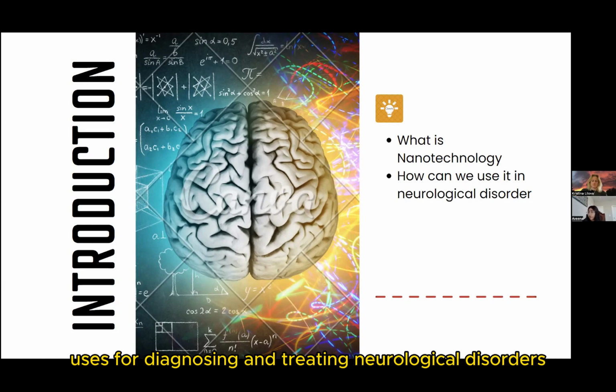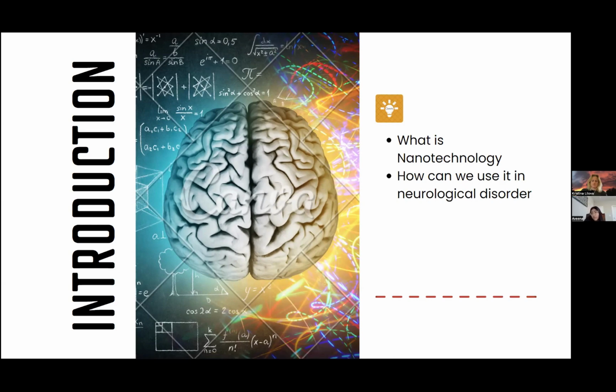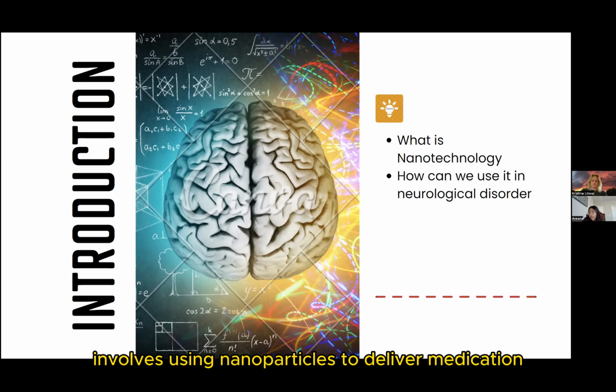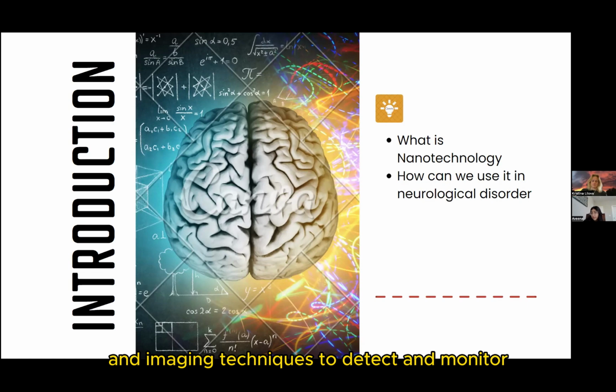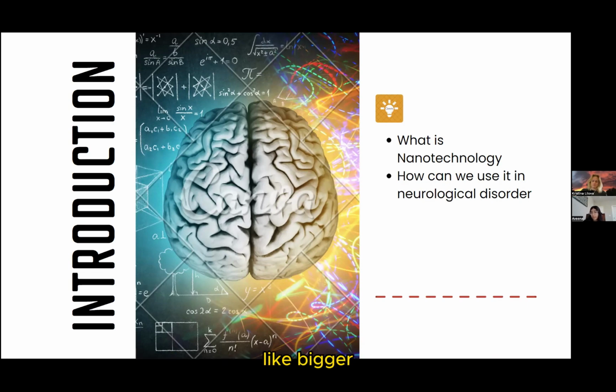And how can we use it in neurological disorders is nanotechnology has potential uses for diagnosing and treating neurological disorders. One possible application involves using nanoparticles to deliver medication directly to affected areas of the brain. This could reduce the side effects of treatment and make it more effective. Nanotechnology also has the potential to develop sensors and imaging techniques to detect and monitor neurological disorders so that they don't grow bigger.